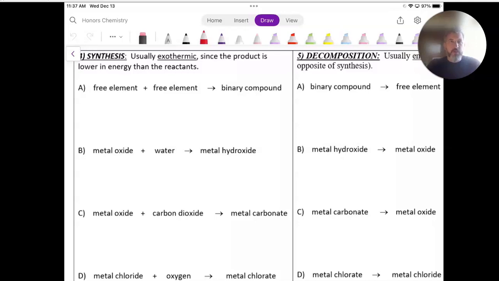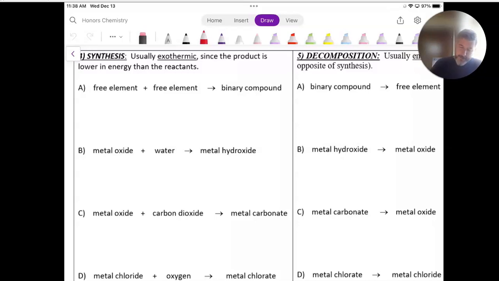Synthesis reactions are usually exothermic, and that's because the products, the thing that we're forming, are a bit more stable and lower in energy than the reactants were. So one example of this would be just two free elements coming together to make a binary compound. And so the word synthesis means to make, right? If you synthesize something, you're making it. So with this first example, you can see it's really straightforward why this would be.